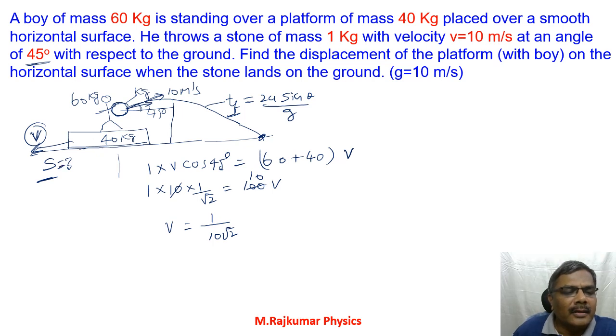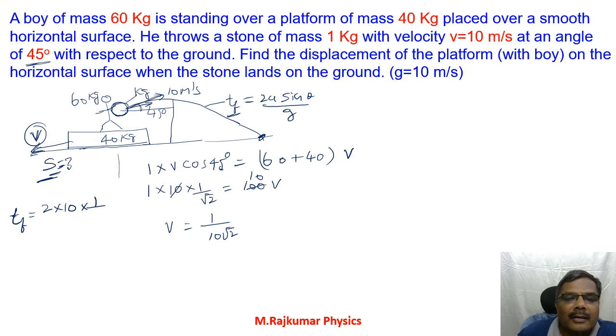While it is moving with this velocity, it will cover some distance. For how much time is it moving? That time is given by the time of flight of the stone, which is equal to 2 into the initial velocity of the stone, 10, into sin 45. Sin 45 is also 1 by root 2, divided by g which is 10, and this gets cancelled. You will get 2 divided by root 2, which is equal to root 2 seconds. So that is the time of flight.